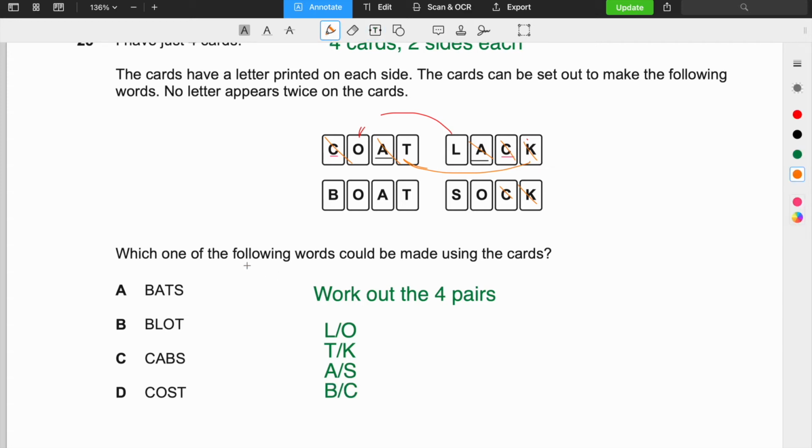So the question is, which of the following words could be made using the cards? Can bats be made? No, because A and S are different sides of the same card, so we can't have A and S as separate letters. Can blot be made? No, because L and O are on the same card, right? Can cabs be made? No, because C and B are on the same card. Can cost be made? Yes, because we can have C, O, S, T. Perfect. Option D is our answer.